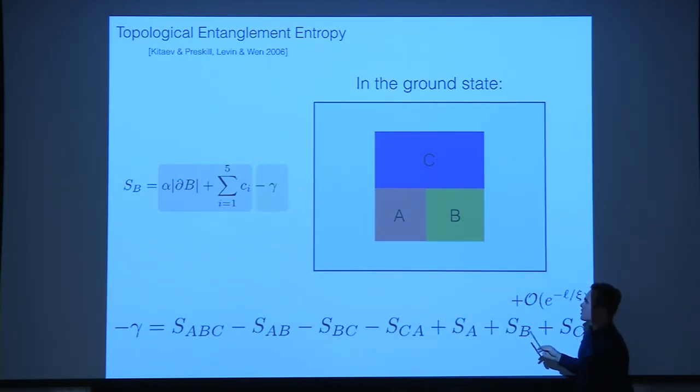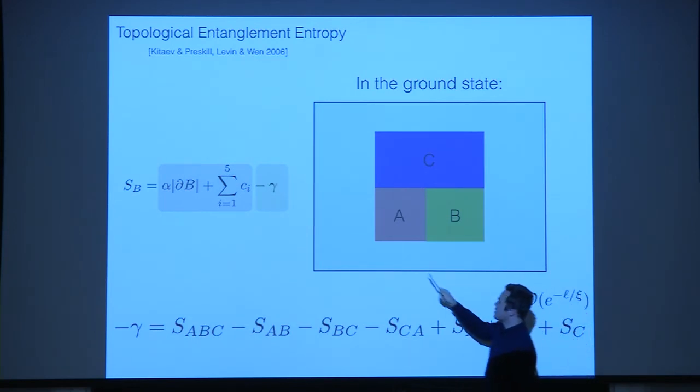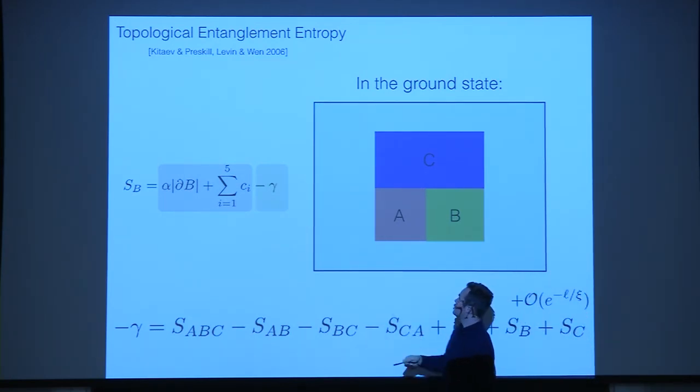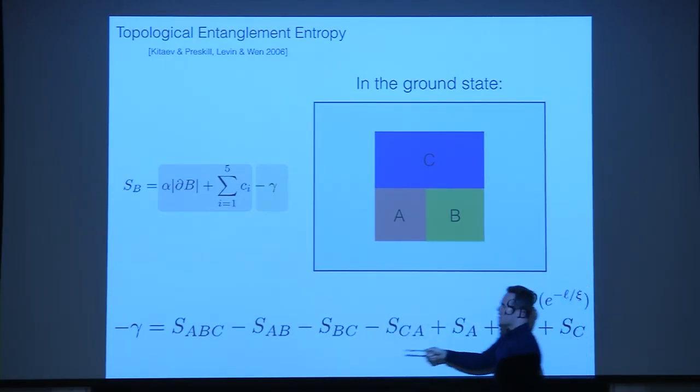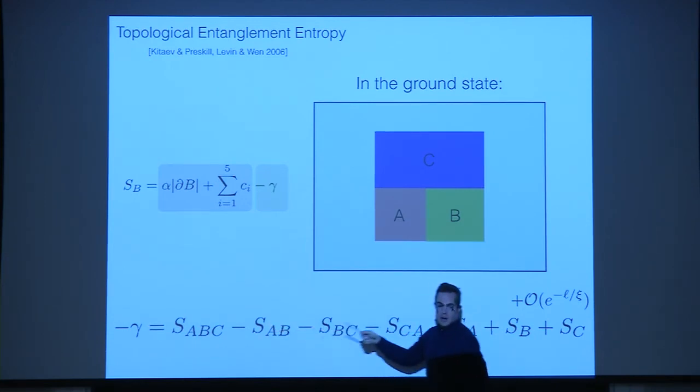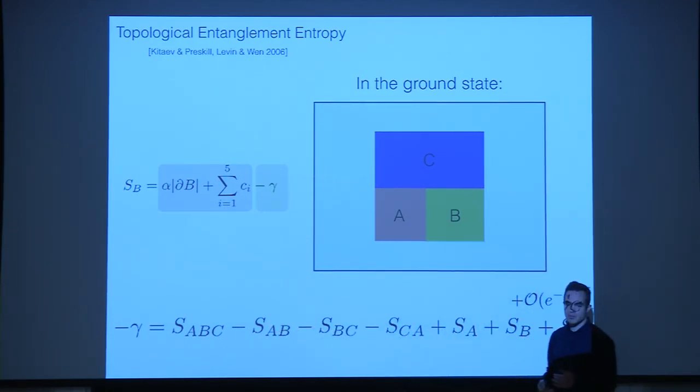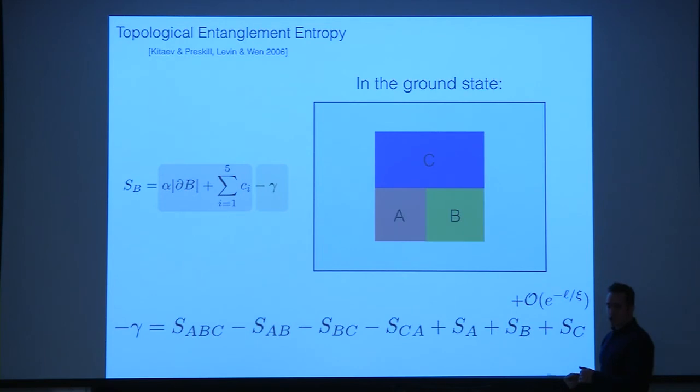And you see various terms are going to cancel. So for instance, this corner here contributes both to S_A and S_AB. And I had a plus S_A here and a minus S_AB here. So that part of the garbage actually cancels. OK, so you can expand it out, and what you'll find is all the area part cancels, all the garbage corner parts cancel. But because I have 7 terms here, 4 of which have a plus sign and 3 of which have a minus sign, there is a gamma left over.